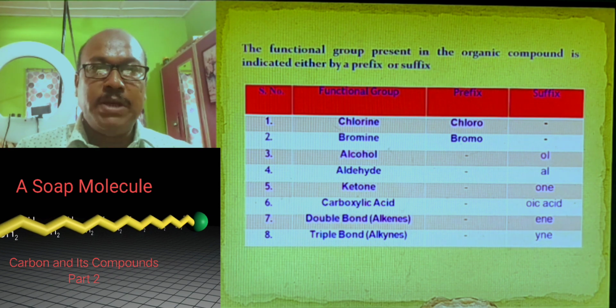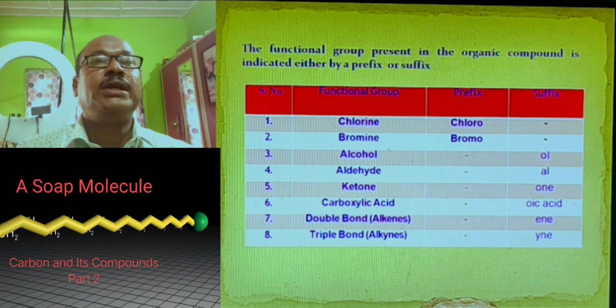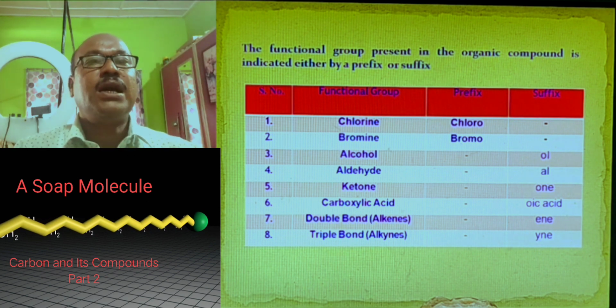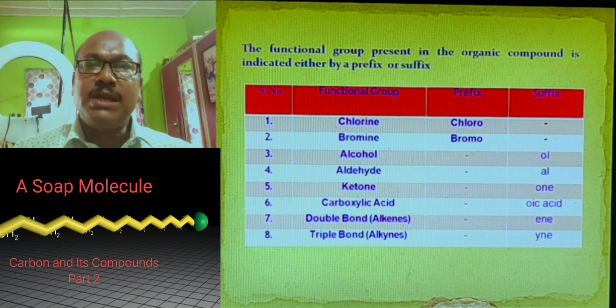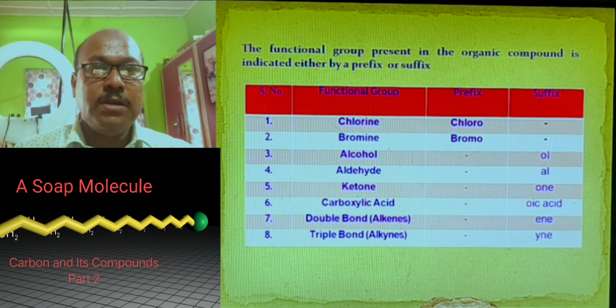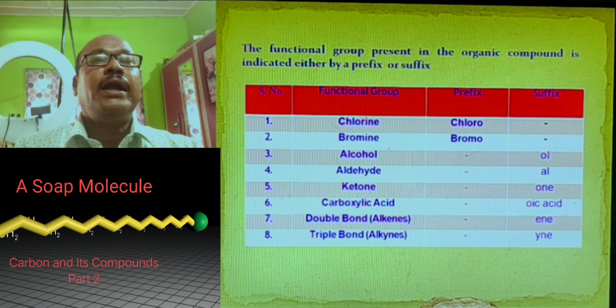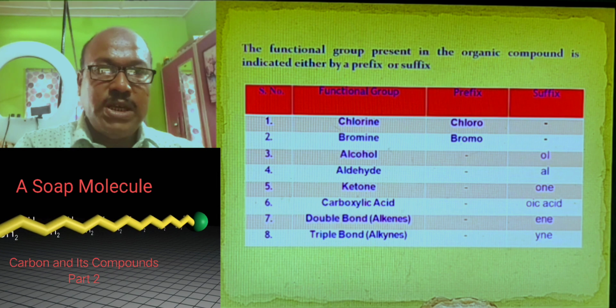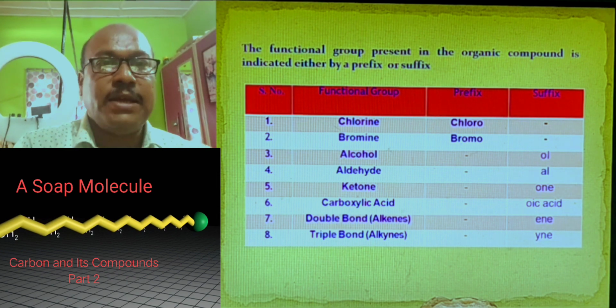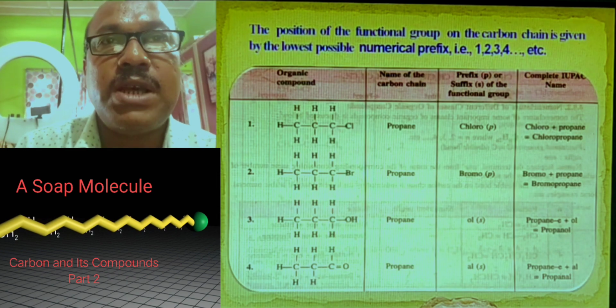So accordingly, suppose we consider methane in all the forms: methane, chlorine comes, chloromethane, bromine comes, bromomethane, iodine comes, iodomethane, fluorine comes, fluoromethane, alcohol comes, methanol, aldehyde comes, methanal, ketones come, methanone, carboxylic acid comes, methanoic acid, and if it is a double bond, then suppose ethene, and triple bond it is ethyne. So in that way carbon compounds are named.